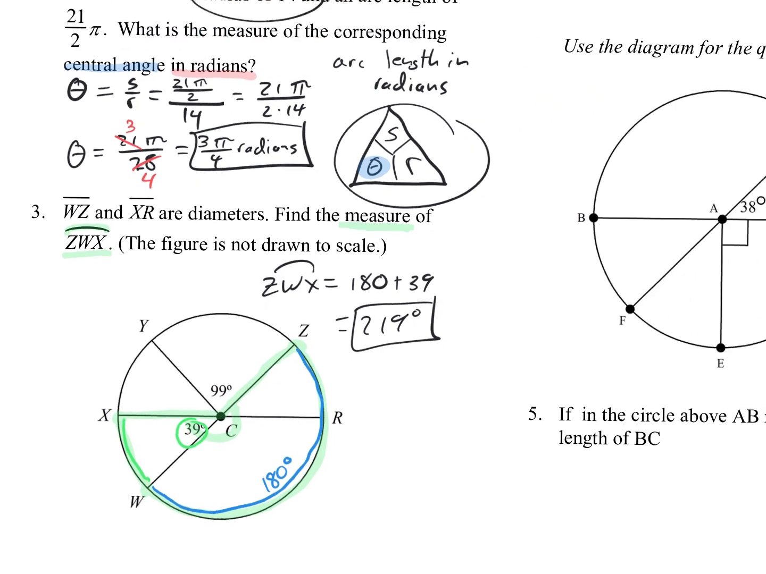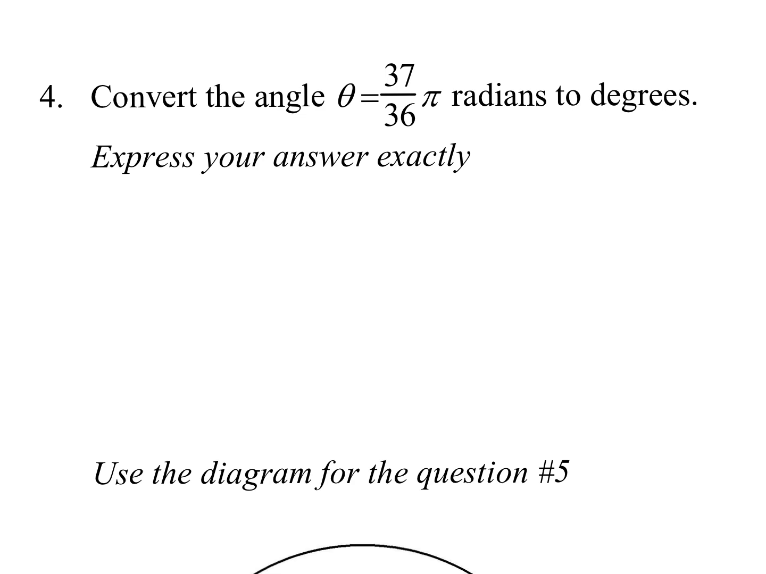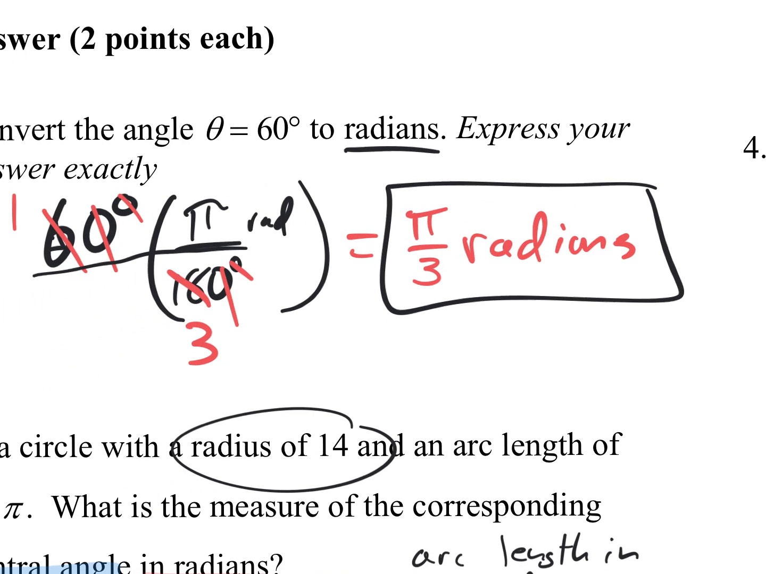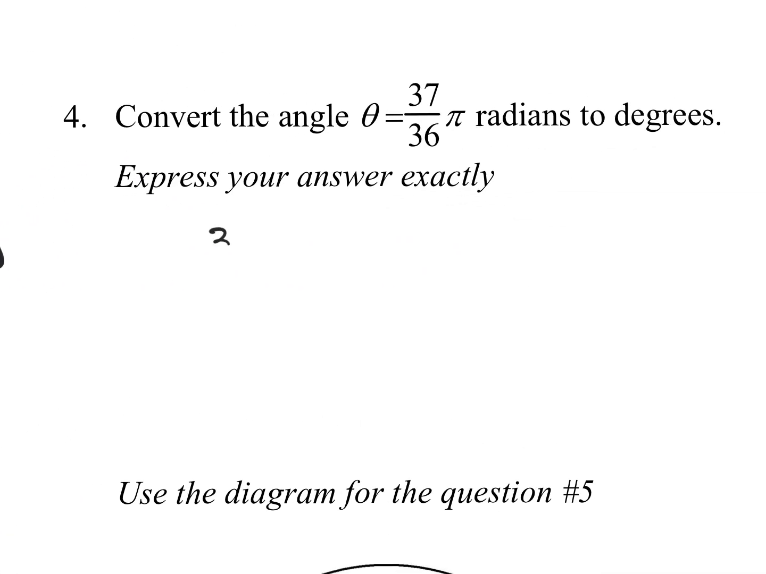Okay, let's go to number 4. All right, convert the angle theta equals 37 over 36 pi radians to degrees. Okay, so just like I did over here on number 1, except on that one I was converting to radians, and now I'm converting to degrees. So since I'm converting to degrees, I take my 37 pi over 36, and I multiply this by 180 degrees over pi radians. This is already radians. This is radians. So radians obviously cancel out, and the pi symbol can cancel out because you have a pi on top and bottom. So what do we need to do?